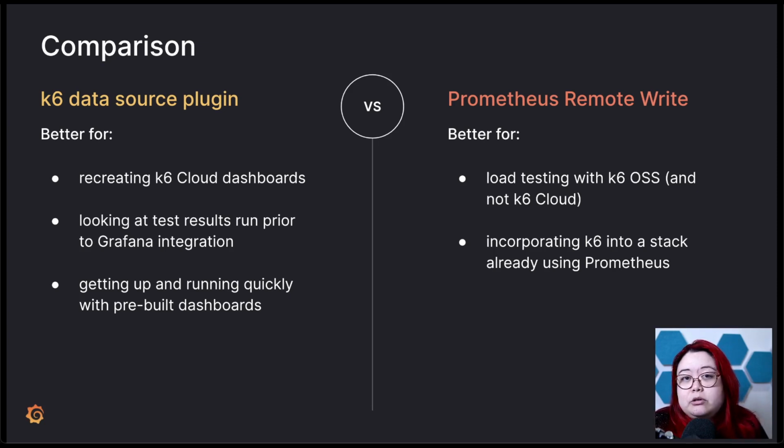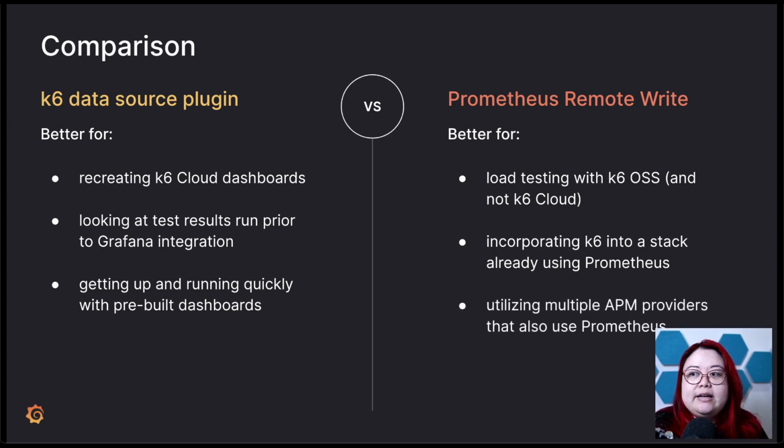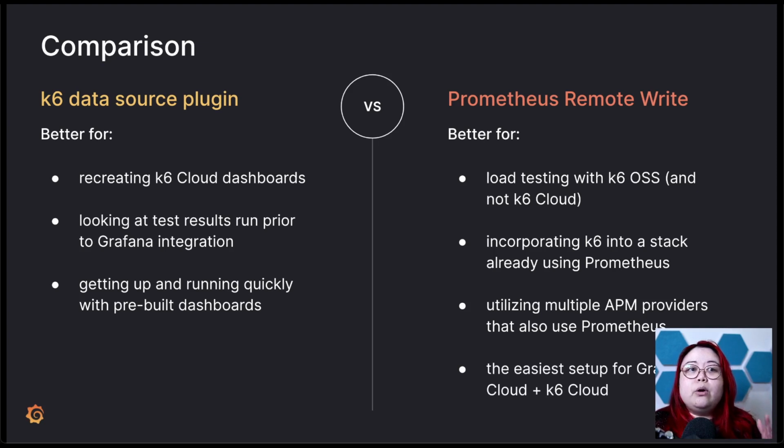It's also good for incorporating K6 into a stack that already uses Prometheus. That way you'll have your load testing results where the rest of your metrics are too. And then if you're utilizing multiple APM providers that already use Prometheus, this is the way for you. I think that Prometheus Remote Write is probably the easiest setup if you're using both Grafana Cloud and K6 Cloud.